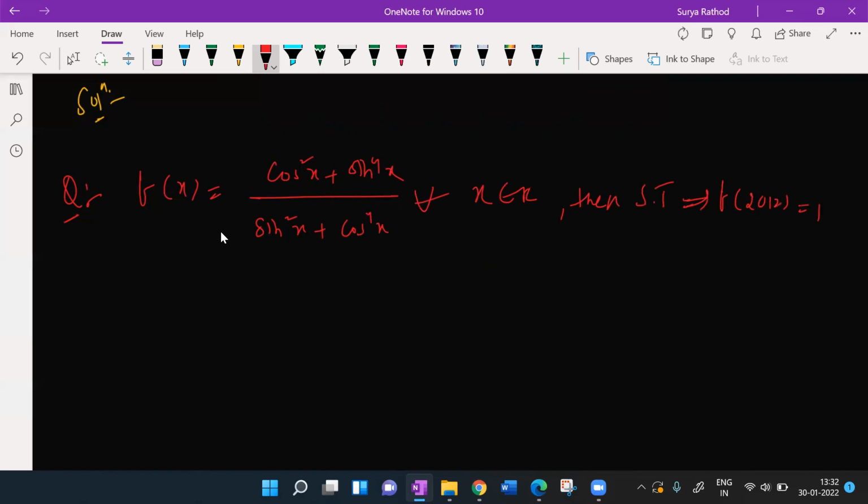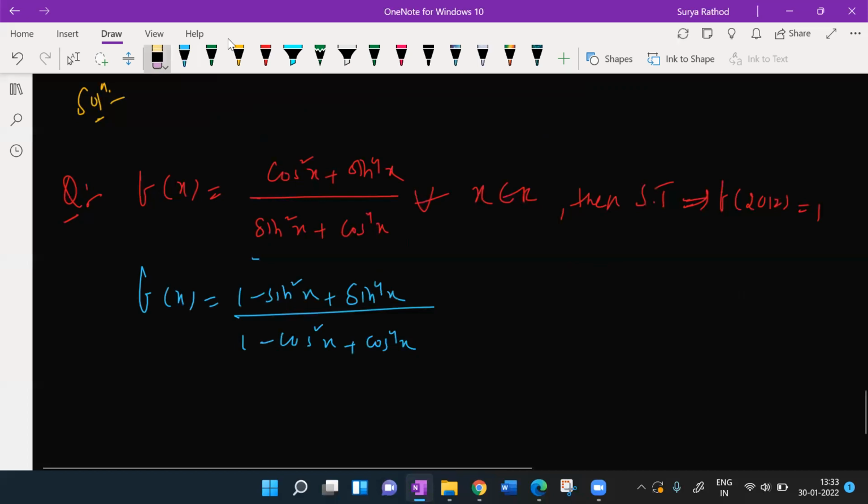Prove that f of 2012 is equal to 1. How can I prove this? Convert the entire function in terms of sine: 1 minus sine square x plus sine to the power of 4x, divided by 1 minus cos square x plus cos to the power of 4x. We have to prove f of 2012 is 1, right? So 1 minus sine square x common.